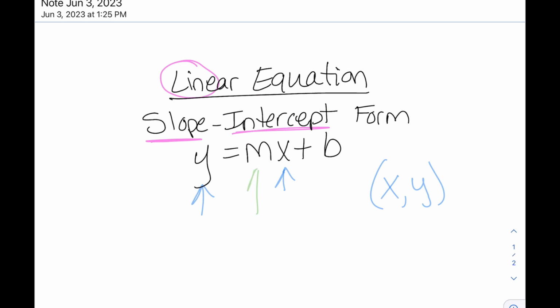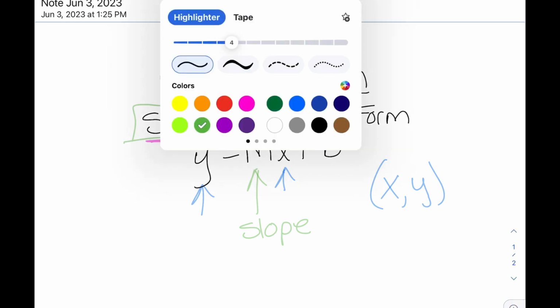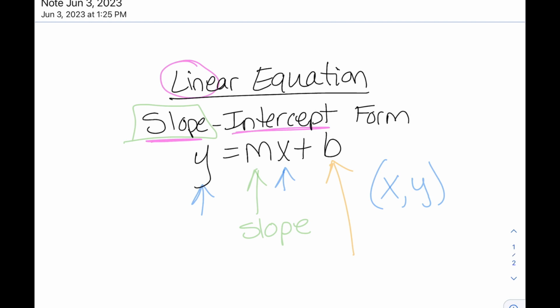Then we have the m, and m is the slope. It is the slope of the line, the rise over run. And the last variable that we have is b, and b represents the y-intercept, where the line touches the y-axis. So go ahead and put this into your memory, the slope-intercept form. You will also sometimes hear it called the y-intercept form, y = mx + b.